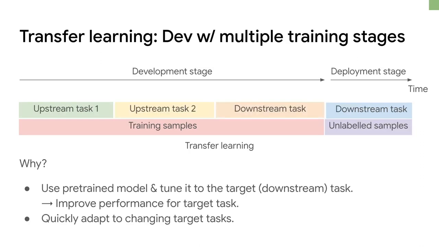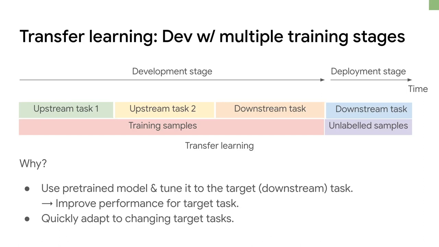And also, foundation models are very much related to the concept of transfer learning. So let's talk a little bit about transfer learning here as well. In development, there may be multiple training stages. You may train on a sequence of upstream tasks until you reach the final task that you care about, the downstream task. And at deployment time, of course, your task is to solve this downstream task.